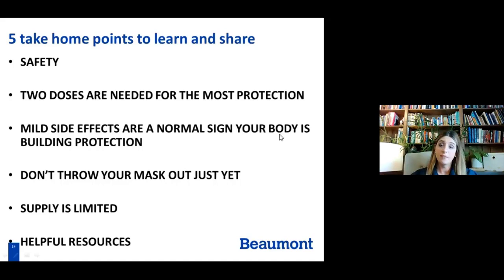The side effects are very mild, and it's a good sign that your body is building protection. And I always say, do not throw your mask out yet, because we are still learning. Like I said, only 2% of a very small number of our population so far are vaccinated, so it's going to take us time to get to that immune protection. I can't give an answer on whether it's 70% or 80%. These numbers change as we see people getting vaccinated. Initially we thought it was 70, but it might be changing depending on all the epidemiological data that's out there.